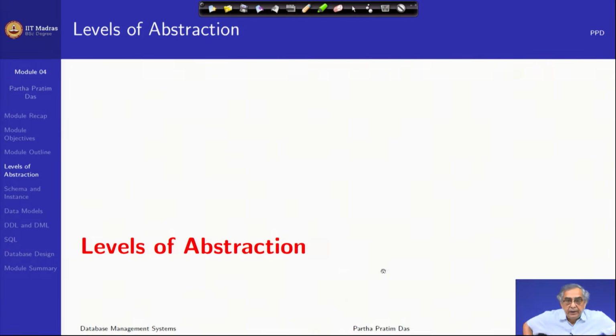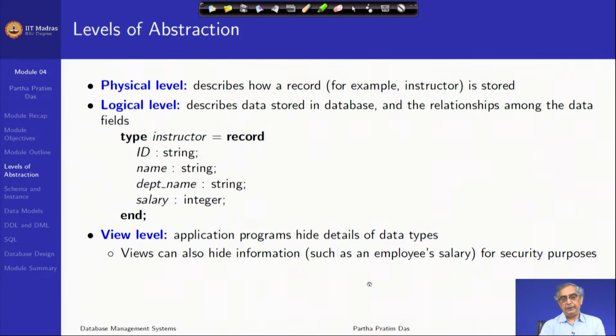So, the first thing about a database system is the levels of abstraction. What it says is that you do not look at the data just in one way. Maybe that is what we often do when we do a spreadsheet, but in a database system, data is looked at multiple levels, typically 3 levels. One is called the physical level, one is called the logical level, and one is called the view level.